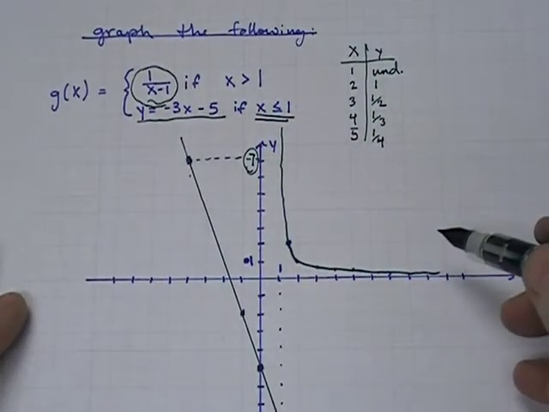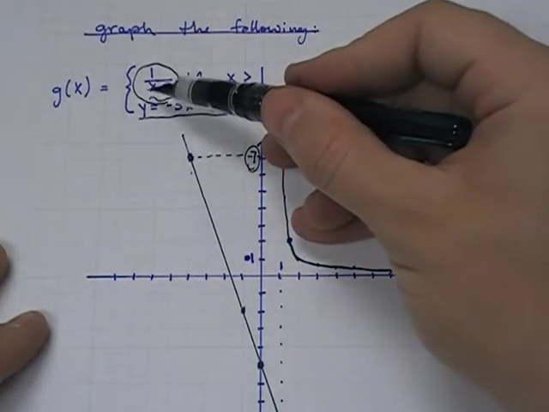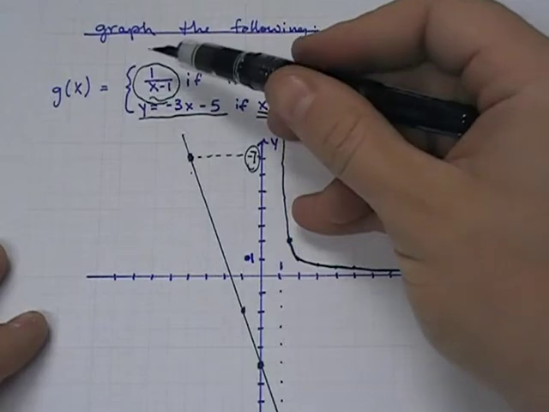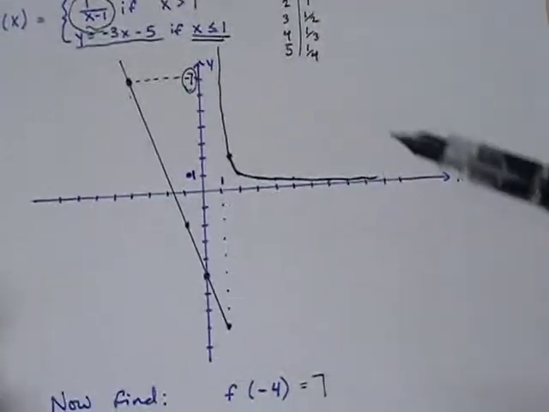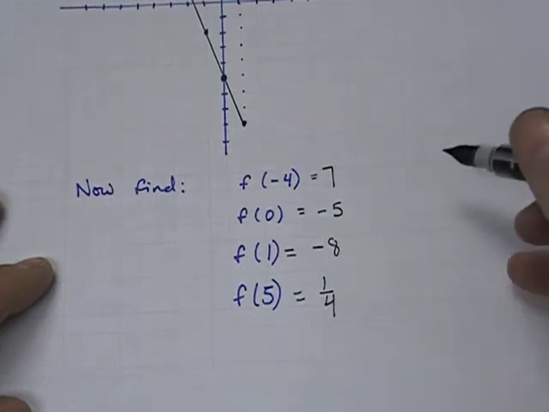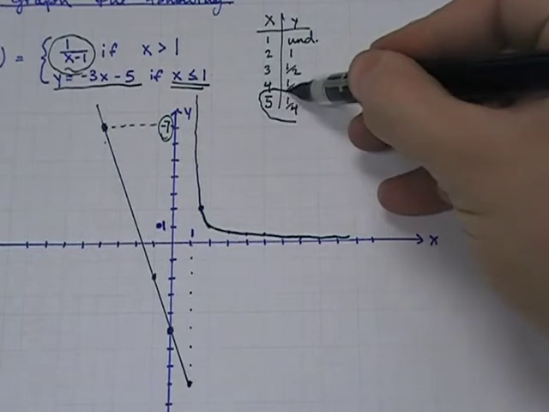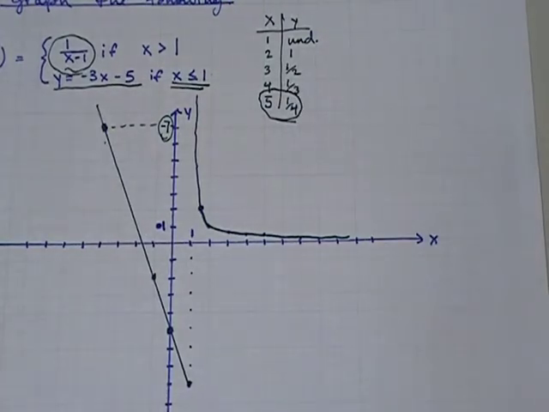So 1 over x minus 1. Okay, so plug in x equals 5. What's 5 minus 1? 4. So your answer is 1 over 4. So what's the answer here? 1/4. And I know that's right because up here I actually plotted that exact point to get this line.